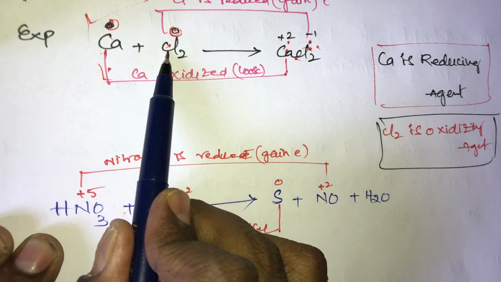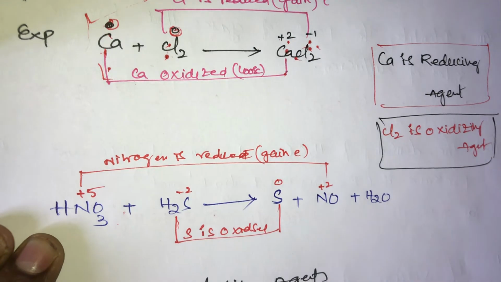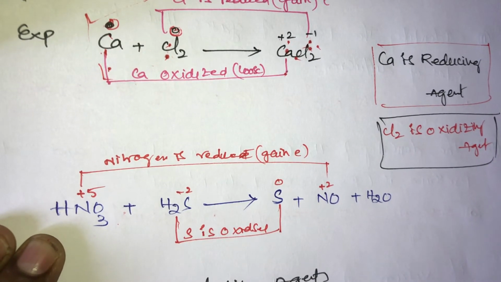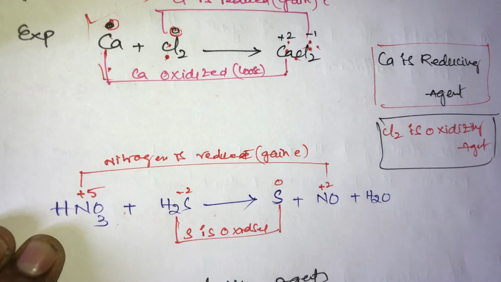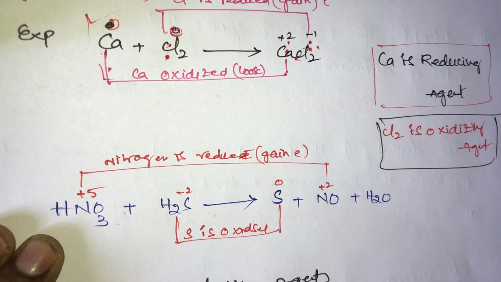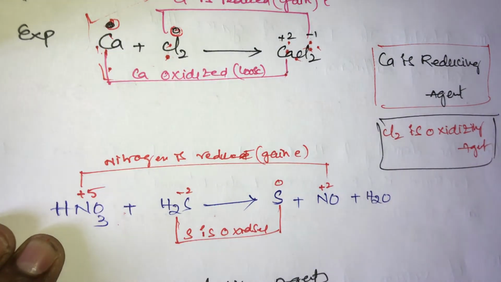Cl2 goes from 0 oxidation state to -1. So here chlorine acts as the oxidizing agent. Here calcium acts as the reducing agent. Why? Because calcium loses electrons, so calcium is oxidized. That's why calcium acts as the reducing agent and chlorine acts as the oxidizing agent.